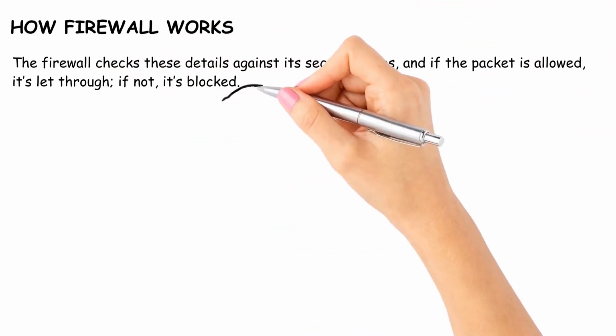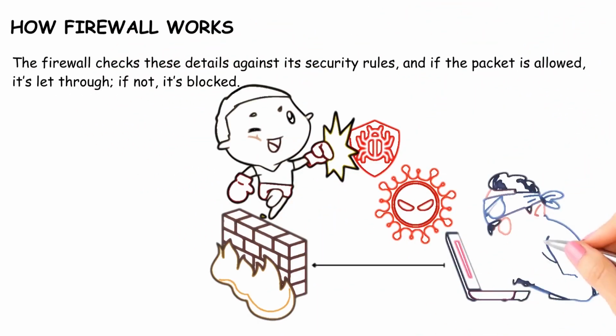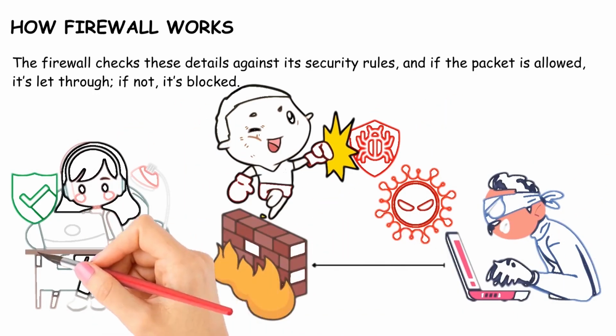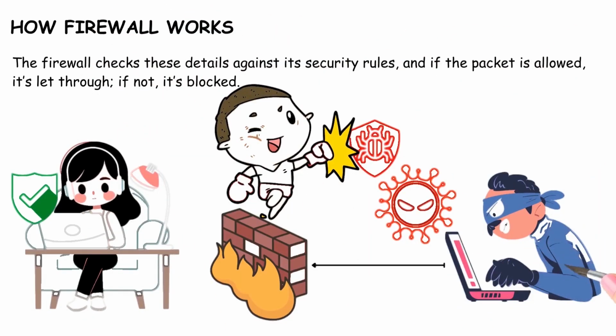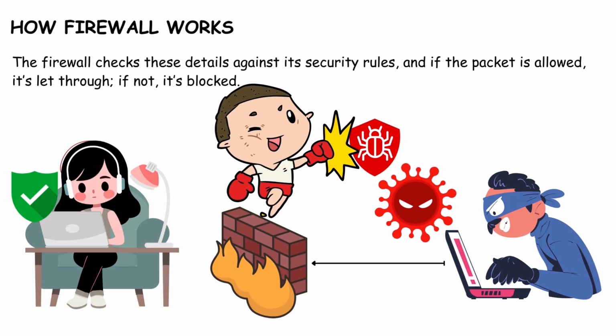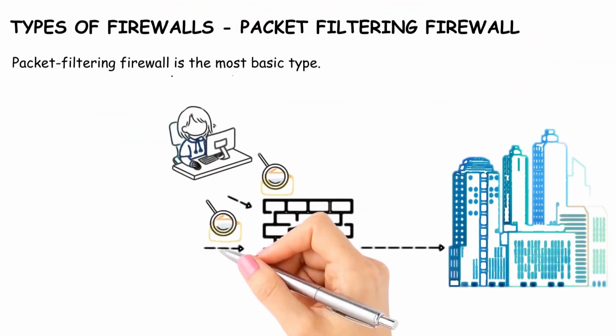Firewalls work by inspecting the data packets trying to enter or leave your network. Each packet carries details about the data, like where it's coming from and where it's going. The firewall checks these details against its security rules, and if the packet is allowed, it's let through. If not, it's blocked. There are different types of firewalls, each designed for specific needs.